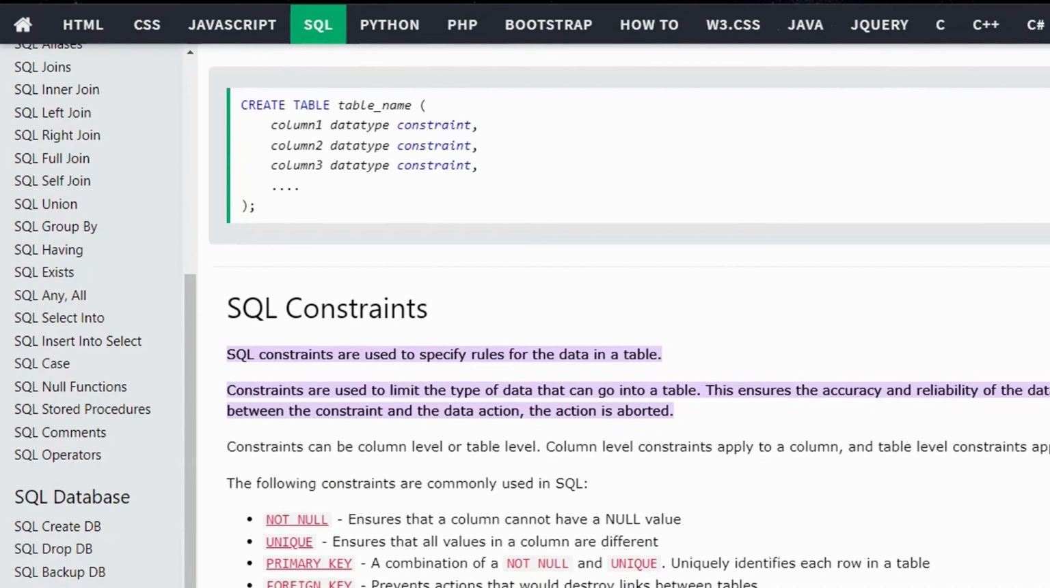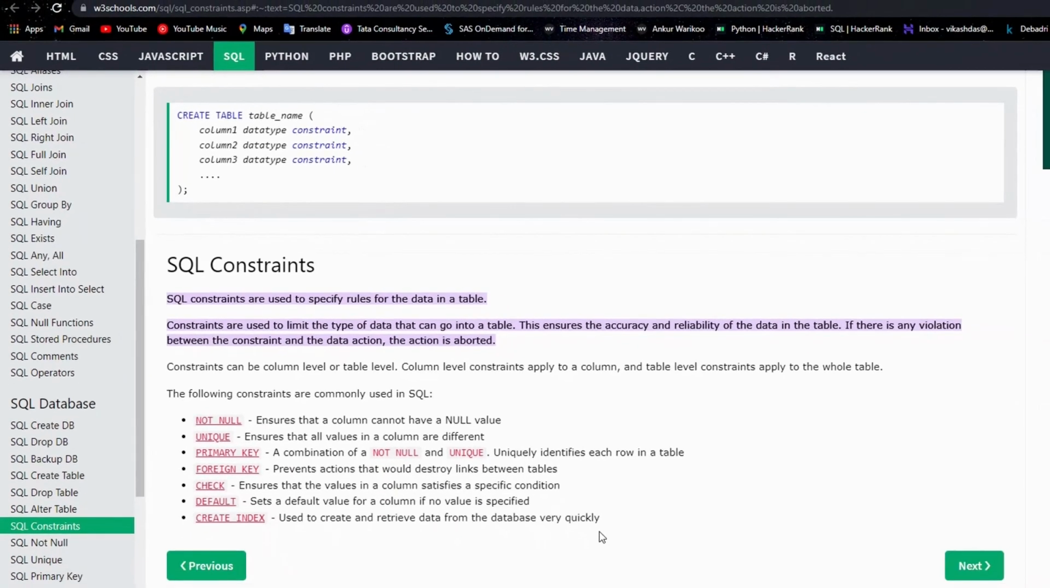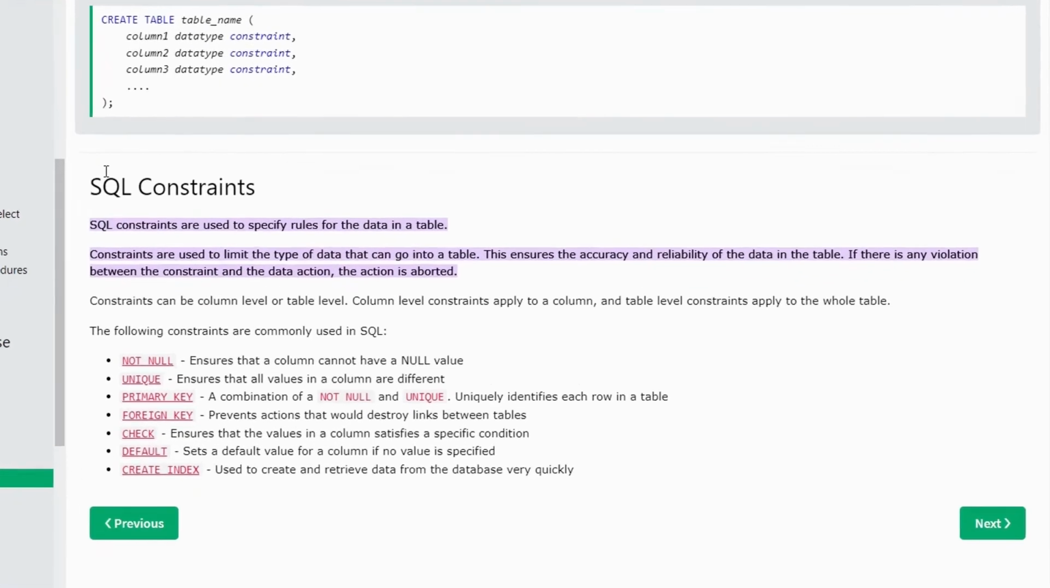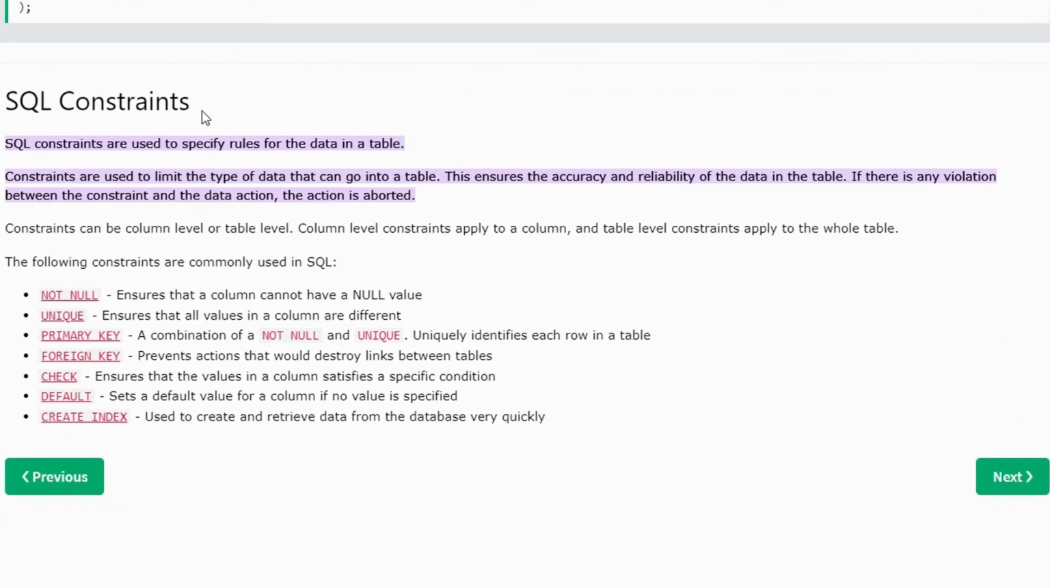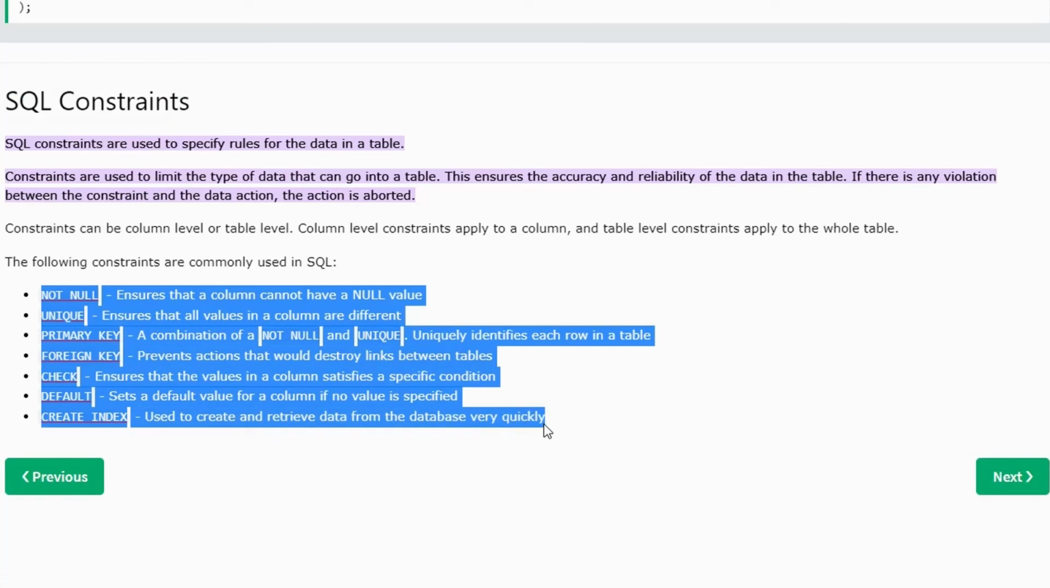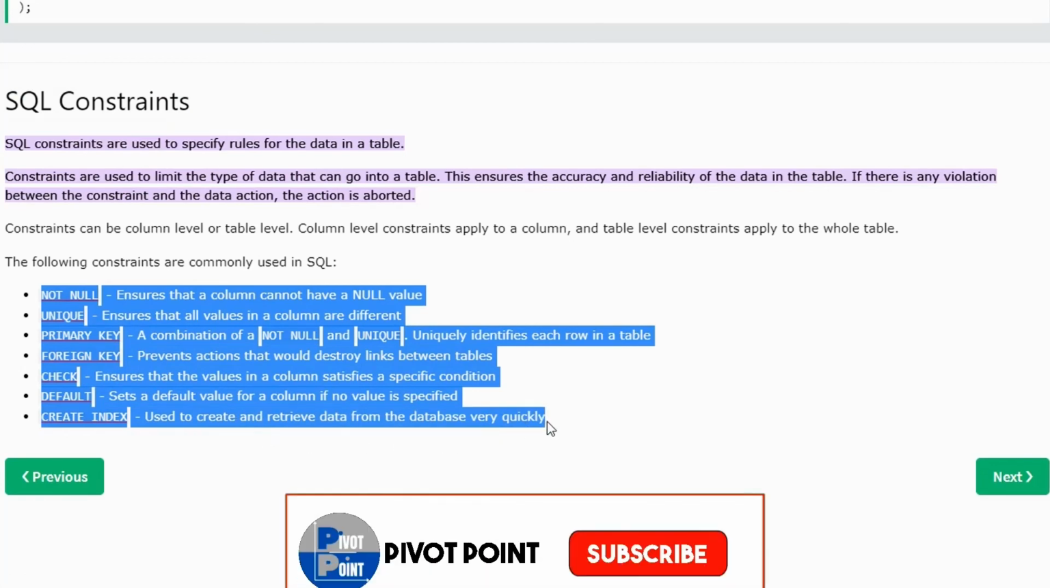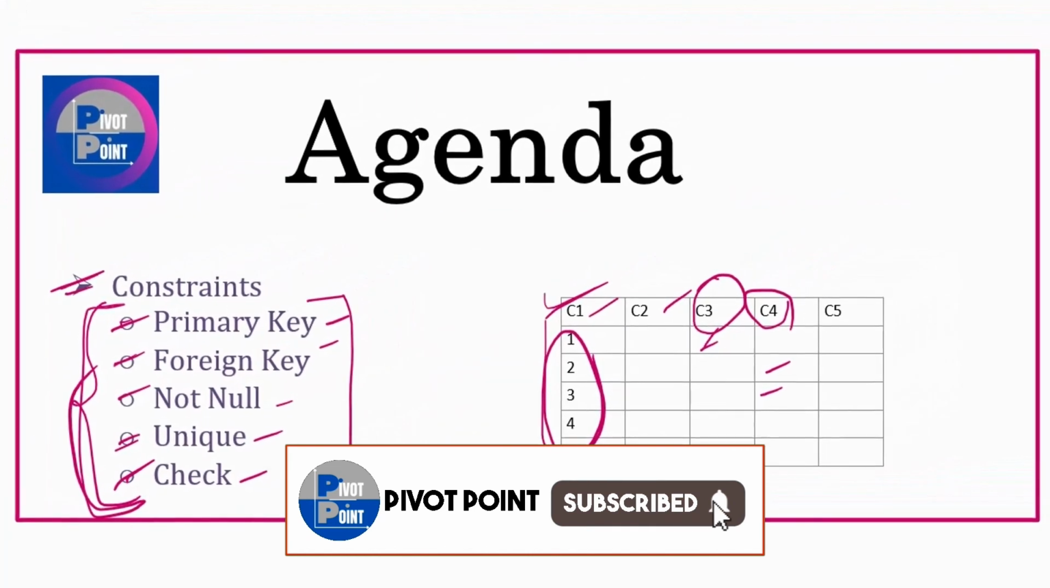On this W3 School page, which is by the way a very good resource in order to learn and practice SQL, there is a very brief and helpful explanation given on SQL constraints. And over here as well, they have covered the most frequently used SQL constraints. So that's all for this lecture.